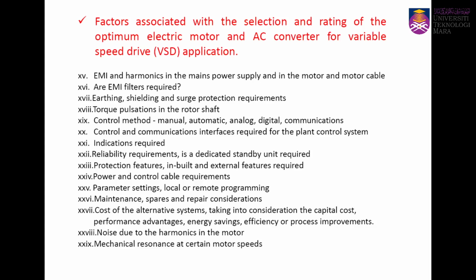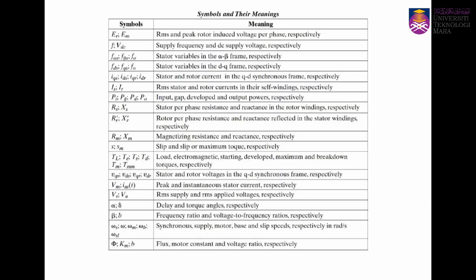Number 20, control and communication interfaces required for the plant control system, indications required, reliability requirements, protection features, power and control cable requirements, parameter settings, local or remote programming, maintenance fares, and cost of alternative system, noise due to the harmonics, and finding mechanical resonance at certain motor speed. So these are the factors that you need to address, and they will determine the selection and rating of your AC motor.